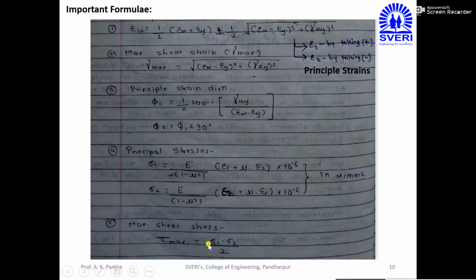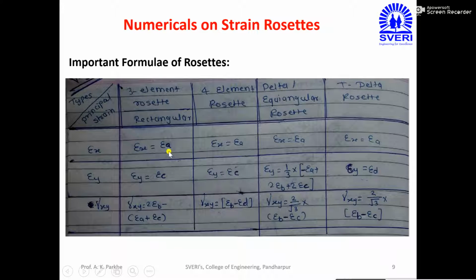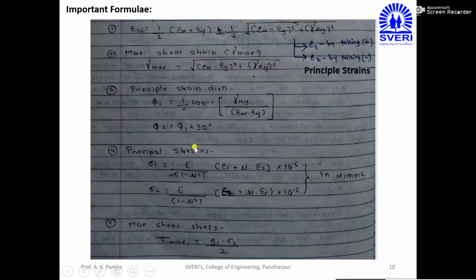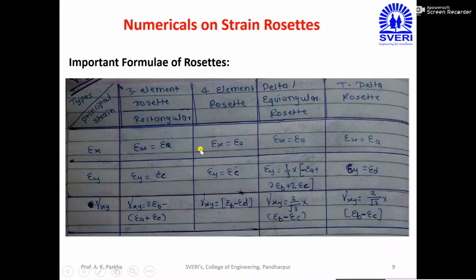But to calculate all these parameters, which parameters are required? If I have to calculate epsilon 1 and epsilon 2, initially I have to calculate epsilon x, epsilon y, gamma xy. In all these formulas, these parameters are very important, but in the statement of the problems, the epsilon x value, epsilon y value, gamma xy are not given directly. Instead, the values of epsilon a, epsilon b, epsilon c, epsilon d are given, and from epsilon a, epsilon b, epsilon c, I have to calculate these three values, epsilon x, epsilon y and gamma xy, and put them in all the equations to find the unknown parameters. Therefore this table is very important.